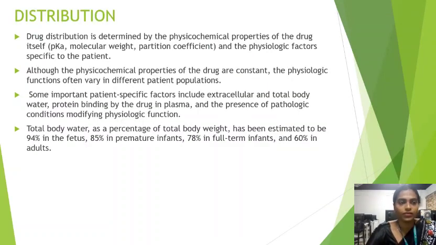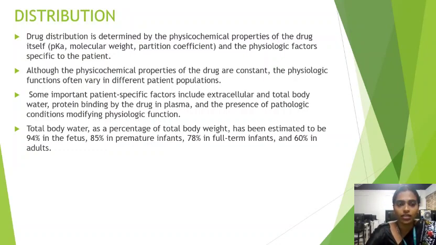Next is drug distribution, which is determined by the physiochemical properties of the drug. Here you should understand that it is determined by the physiochemical properties of the drug itself, such as molecular weight, partition coefficient, and the physiological factors specific to the patient. So two factors are affecting here. First one is the physiochemical properties and the second is the physiological properties.